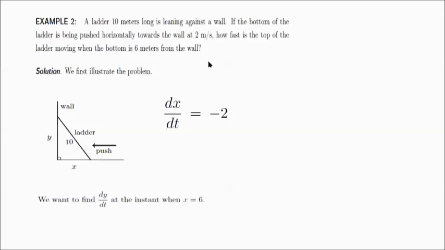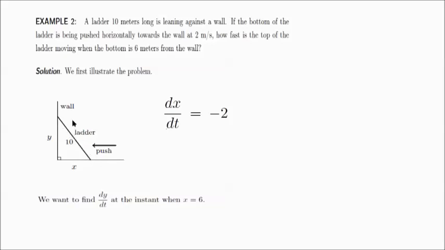So another example tayo. A ladder 10 meters long is leaning against a wall. If the bottom of the ladder is being pushed horizontally towards the wall at 2 meters per second, how fast is the top of the ladder moving when the bottom is 6 meters from the wall? So from yung steps kanina, para mas makuha yung problem, illustrate natin. So we have a ladder, class. Constant yung 10 meters.